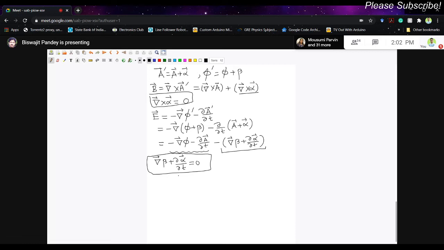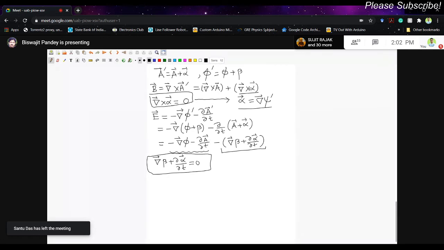If curl of alpha is 0, you see from this equation, just like the curl of a vector quantity is 0, that means I can write alpha as the gradient of some scalar function. Let us call it psi prime. You can write psi as well, psi prime. So this is the consequence of curl of alpha equal to 0.